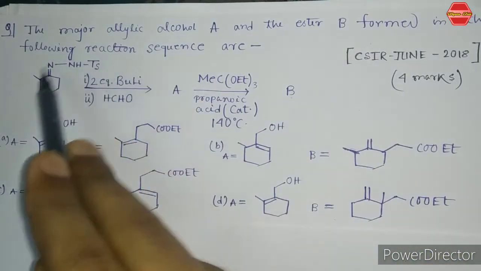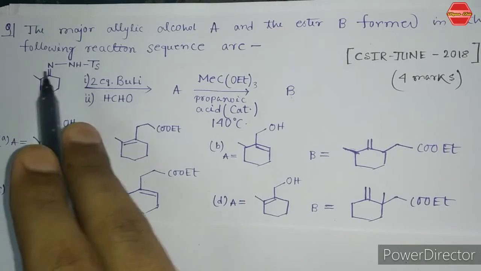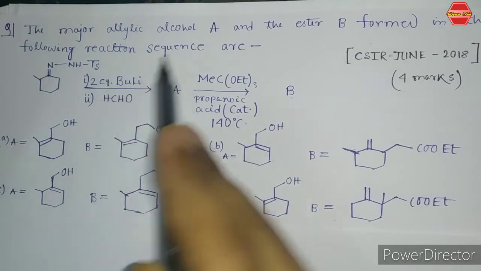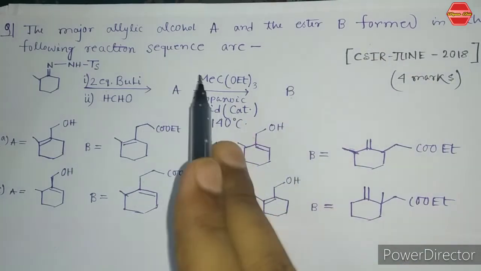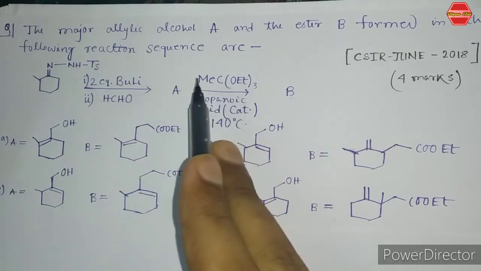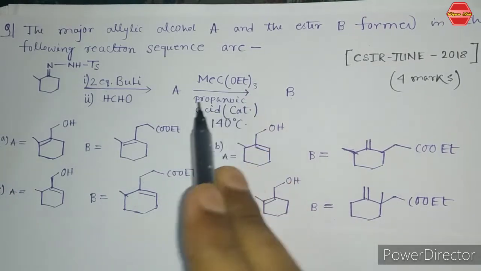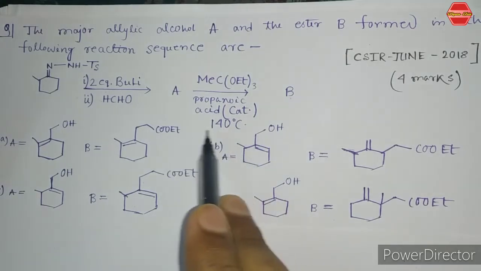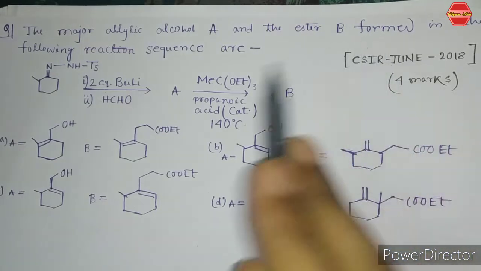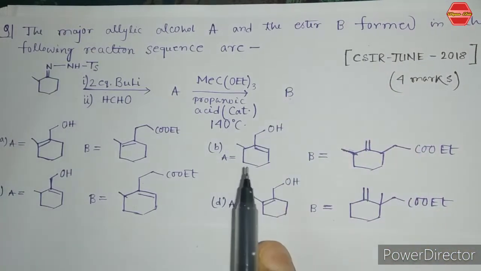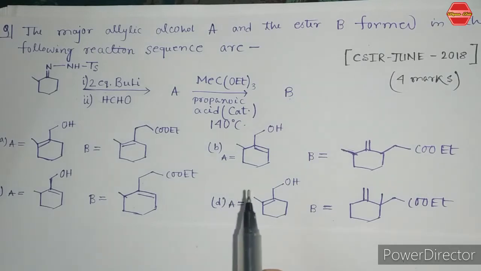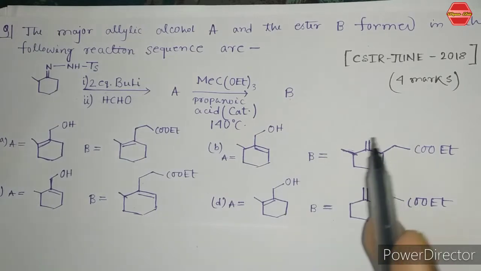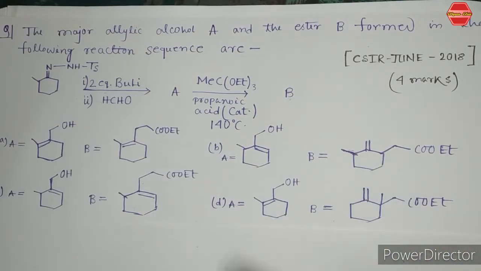Okay, you have been given this type of structure. This is called tosyl hydrazone, and you have been given 2 equivalents of butyl lithium and formaldehyde. You have got A, and after that you have given triethyl orthoformate and propionic acid in catalytic amount, at a high temperature, 140 degrees Celsius. You have got B. Okay, now before starting to solve this question, you have to know two name reactions, that is Shapiro and Bamford-Stevens reaction, and what they can do, and after that we will solve this question.